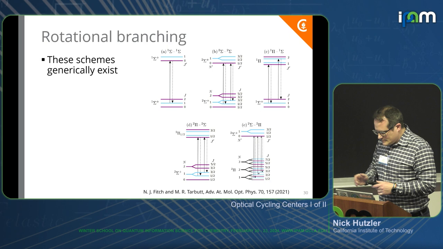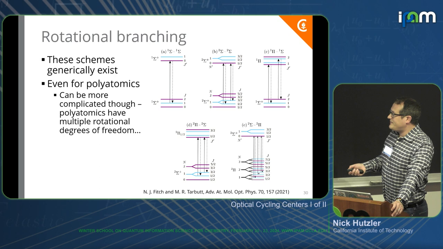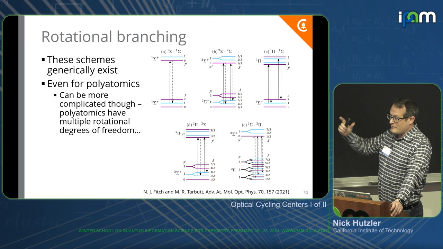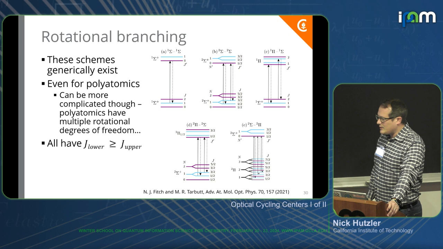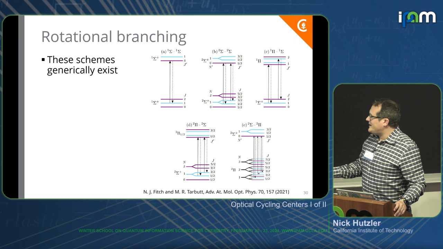These are all diatomics. Nonlinear polyatomics are more complicated because they have more rotational degrees of freedom. They have multiple moments of inertia. That's actually an unsolved problem to a large extent. But you'll notice they all have this feature, that they have a larger angular momentum in their ground state than their excited state.